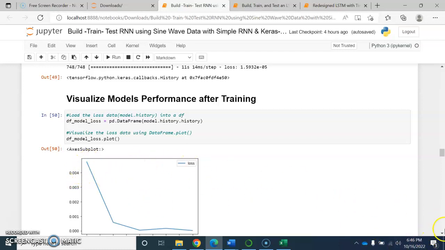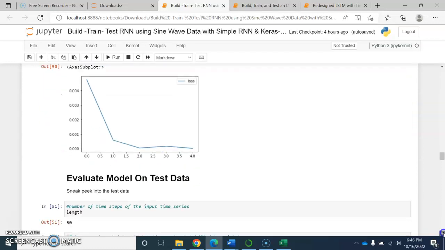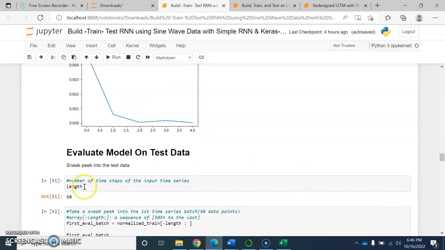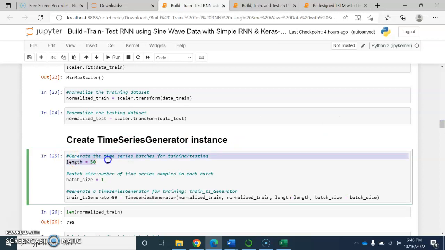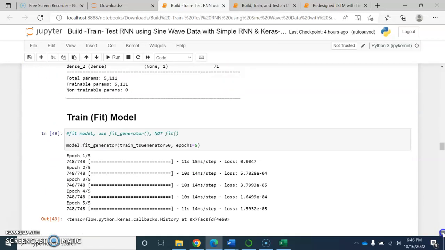That's the validation loss for this model. And then I went ahead and evaluated the model on the test data set using the input time series, just like I did here in my time series generator.